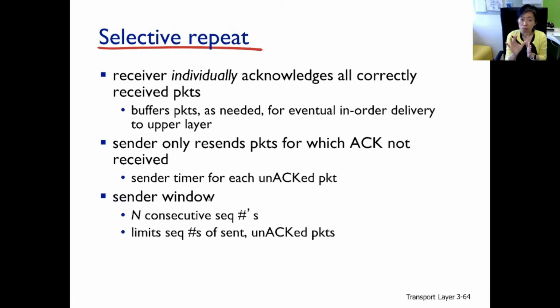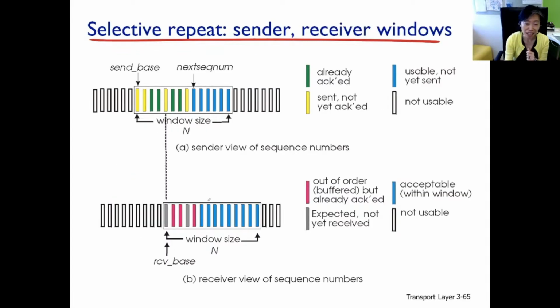Now, be a bit careful in selective repeat though. What we are limiting there is the sequence number of the unACKed packet. So what is the maximum sequence number that can be unACKed, as opposed to Go-Back-N, where we say N is the number of unACKed packets. The reason I'm saying you need to be careful is because of this. From the base to N plus base, there are yellow packets, and after the yellow packets, the blue packets.